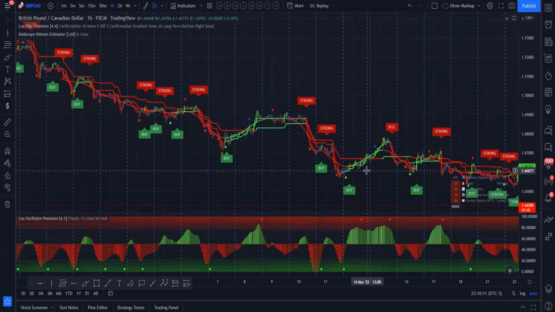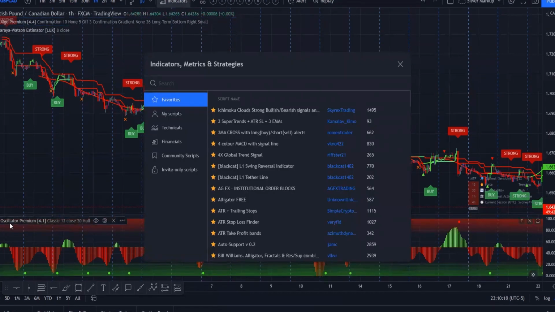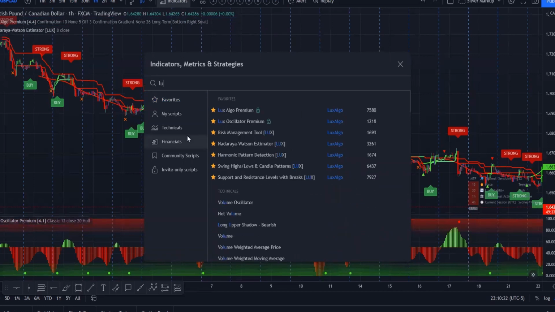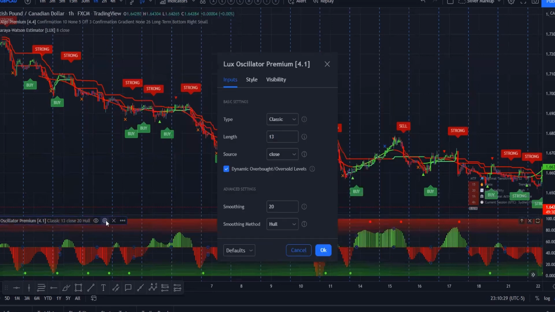And it'll show momentum for the markets. The last thing you want to do is put in the Lux Algo Premium Oscillator. So we'll just type in Lux again. You probably want to favorite these. Lux Algo Premium Oscillator. Go to the settings on that.